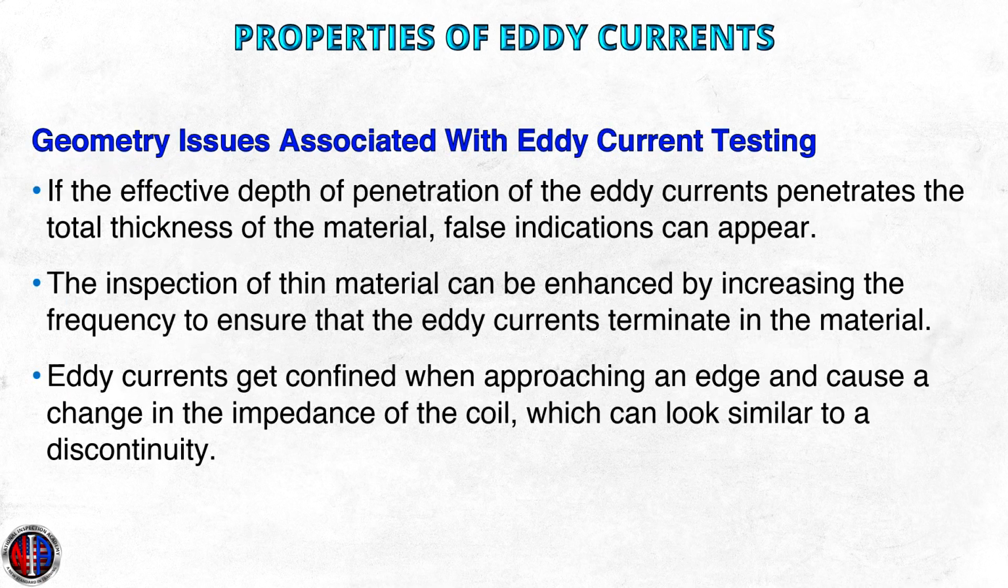Geometry issues associated with eddy current testing. There are geometry issues present when performing eddy current testing, such as when inspecting thin materials. If the effective depth of penetration of the eddy currents penetrates the total thickness of the material, false indications can appear. Additionally, the inspection of thin materials can be enhanced by increasing the frequency to ensure that the eddy currents terminate in the material. Another geometric issue is when inspecting near edges. Eddy currents get confined when approaching an edge and cause a change in the impedance of the coil, which can look similar to a discontinuity.